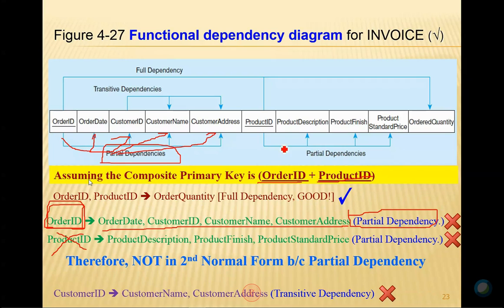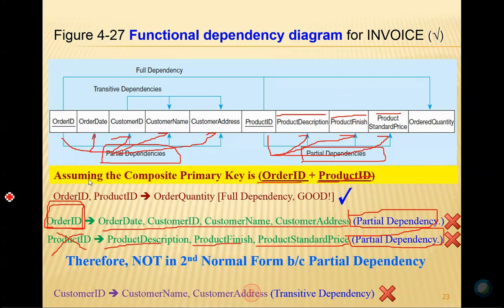Likewise, for product description, product finish, and product standard price, I only need product ID. So I only need part of the composite primary key. I can determine the value of these three attributes. That's why this is also called a partial dependency. Okay? That's why it's called partial dependency.